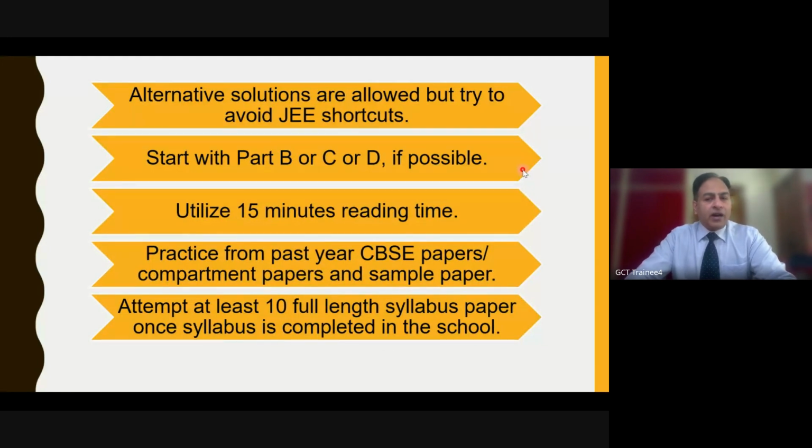Certain quick tips on how to attempt the question paper. Alternate solutions are allowed, but try to avoid JEE shortcuts. And this is my personal recommendation. Always start the paper with part B, C, D, or even E, if possible. At least avoid Section A, MCQ questions, because once students start with MCQ questions, they go on solving all the questions. They start underlining and go on wasting a lot of time. So avoid that. Utilize the 15-minute reading time.